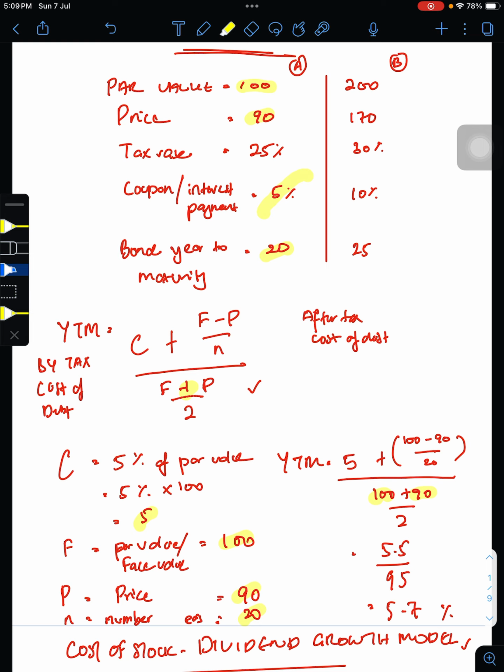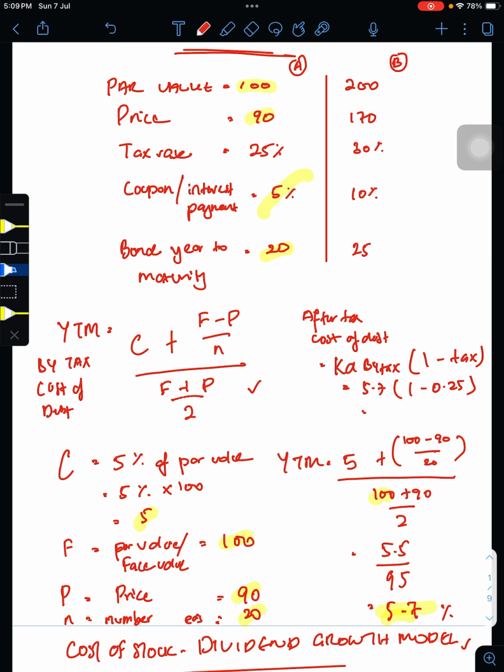This is 5.7. I just forgot to mention that this is before tax. This 5.7 that you have calculated is before tax. So if you want to find the after tax part, you have to basically do this. KD before tax, you multiply by 1 minus your tax rate. In this case KD before tax is 5.7, multiplied by 1 minus the tax rate. The tax rate here is 25%, which is 0.25.